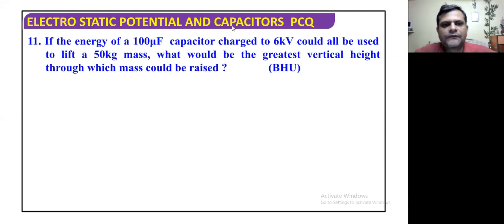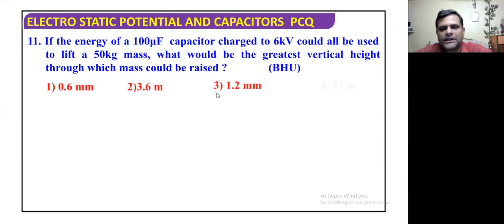Okay, the energy of a 100 microfarad capacitor charged to 6 kilovolt could all be used to lift a 50 kilogram mass. What would be the greatest vertical height through which the mass could be raised? Okay, मतलब इसमें क्या है ना कि सिंपली हमको एनर्जी ऑफ कैपेसिटर और पोटेंशियल एनर्जी को इक्वेट करना है.